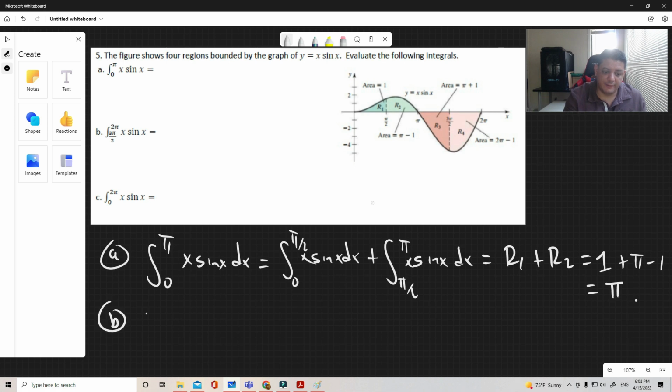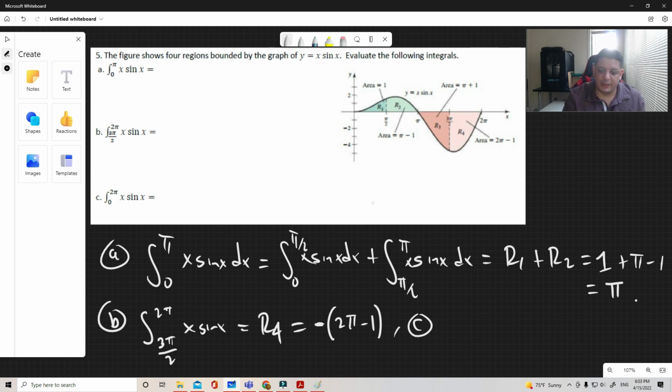For b, we have the integral from 3 pi half to 2 pi of x sine of x. So let's look here, the area from 3 pi half to 2 pi, we're only having the area given by R4. And because it's below the x-axis, this area should be negative, or we should give a negative value to the front of the area. The area itself is 2 pi minus 1, but since it's below the x-axis, we're going to put a minus to find the integral, and b is just going to be minus 2 pi minus 1.